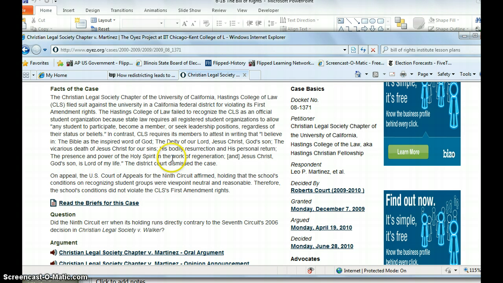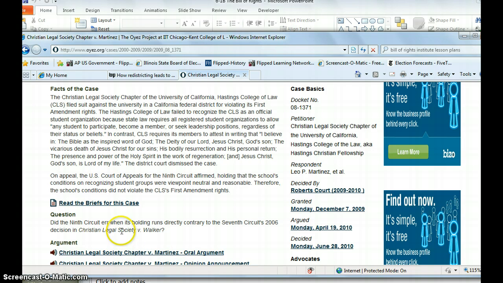Now, in the end, the school won. So the person appealed. On appeal, the U.S. Court of Appeals affirmed, meaning they agreed with the lower court. Okay, so now there was a question. Remember that in my PowerPoint and the second PowerPoint, did the Ninth Circuit err when its holding runs directly contrary to the Seventh Circuit's 2006 decision in Christian Legal Society versus Walker?